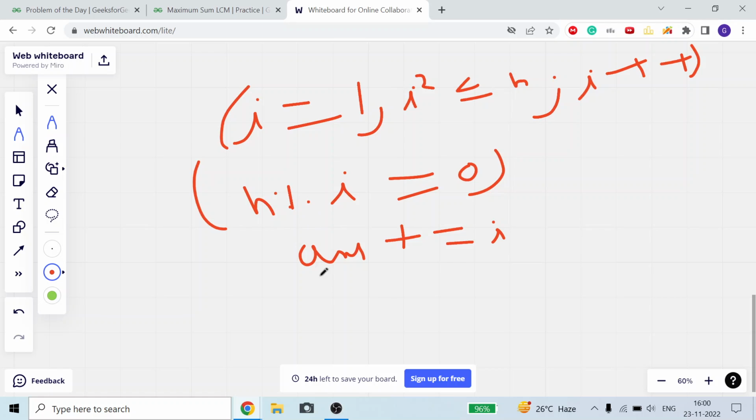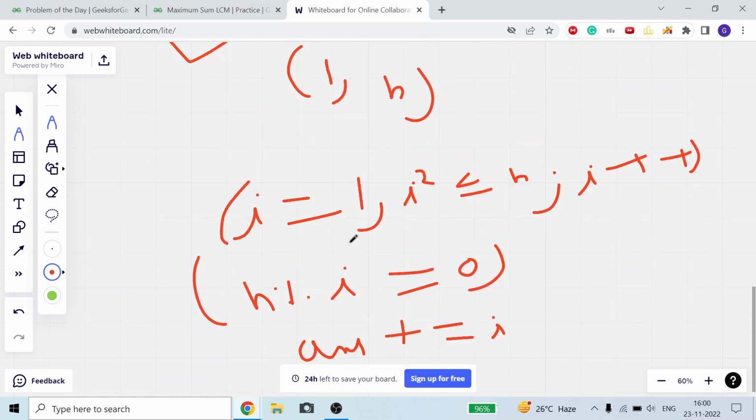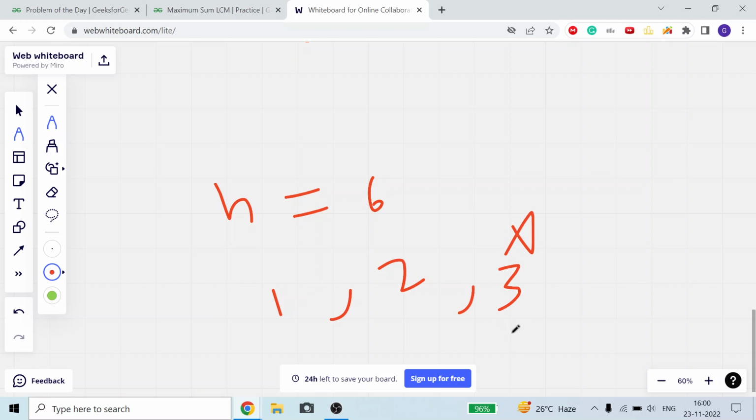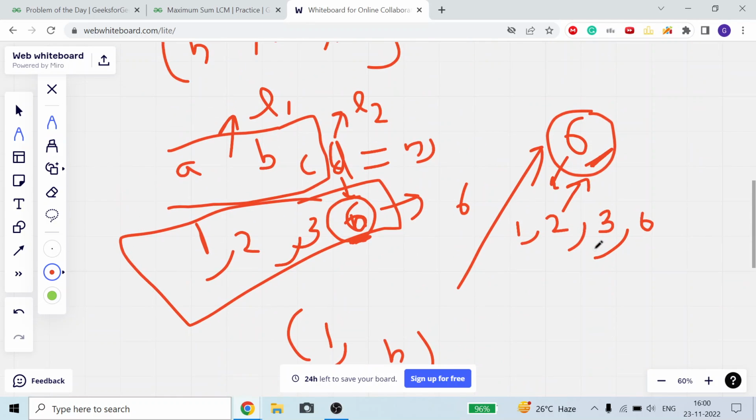So, and if my n divided by i... now suppose we are running a loop, like suppose I have n equal to 6. Now for 1 my loop will work because 1 square is less than 6. For 2 my loop will work, 2 into 2 is equal to 4, 4 is less than 6. But for 3 my loop will not work. So how will I find 3?